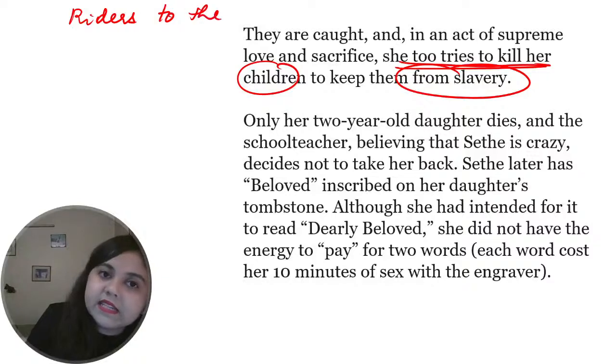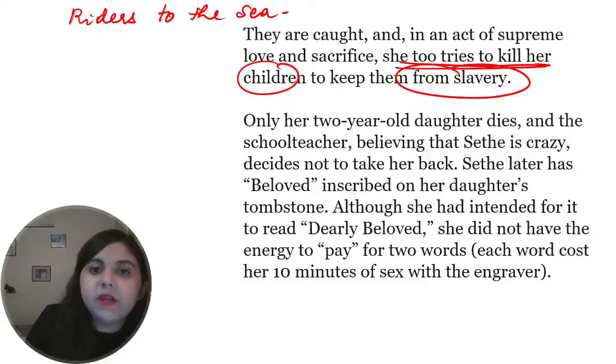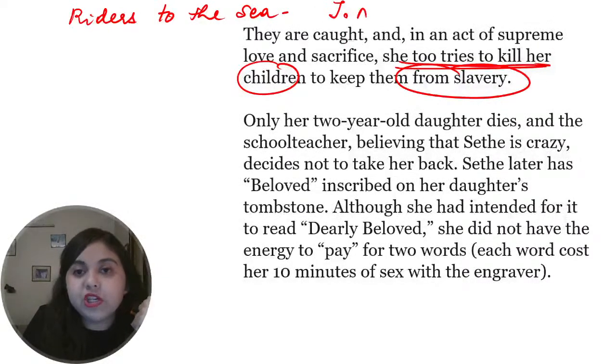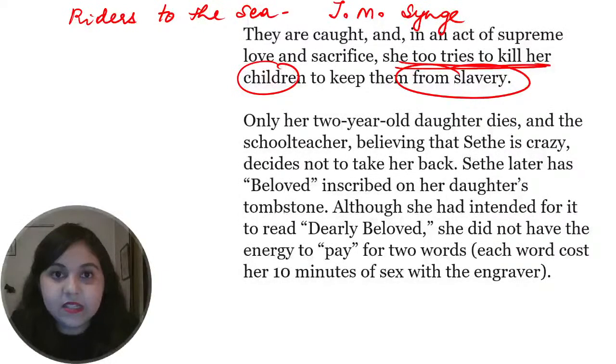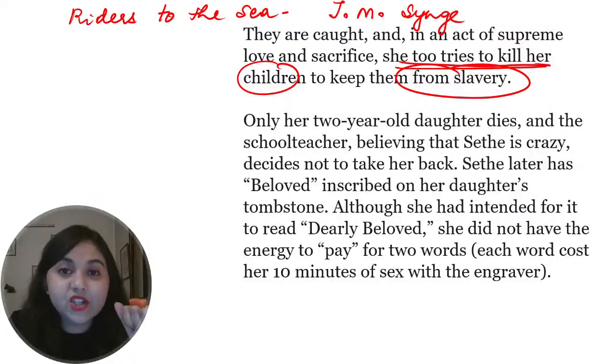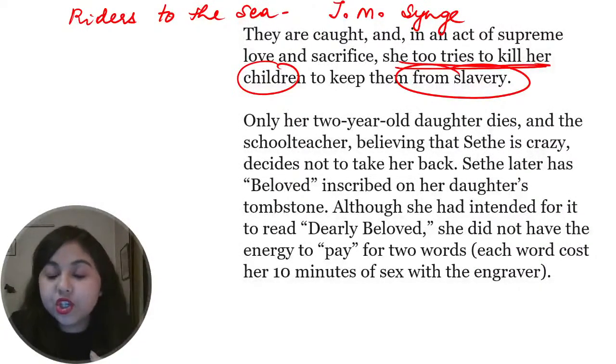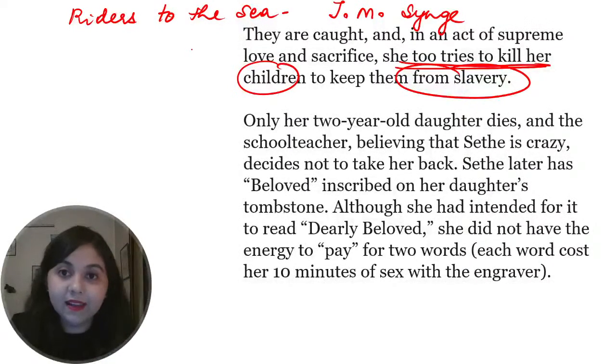Riders to the Sea is a work written by the Irish playwright J.M. Synge. J.M. Synge is the same J.M. Synge who also wrote Playboy of the Western World. And I want you to make the comparison between how we are able to see that the mother in Riders to the Sea is losing all her children to the destructive sea. Here the mother is actually trying to protect the children. And how is she protecting? Her way of protecting is by killing them.